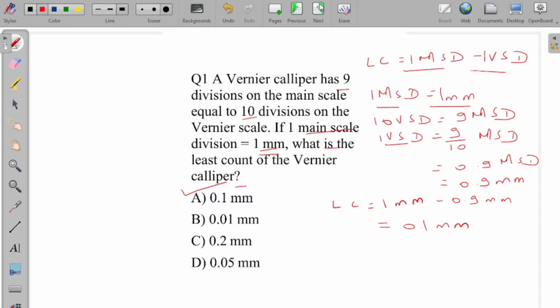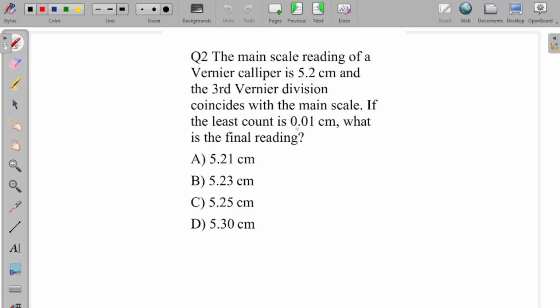Now the next question is, the main scale reading of a Vernier caliper is 5.2 centimeter and the third Vernier division coincides with the main scale. If the least count is 0.01 centimeter, what is the final reading? We have to find the final reading, and in order to find the final reading, we need main scale reading and we also need Vernier scale reading, which is found by the coinciding division of Vernier scale multiplied by least count.